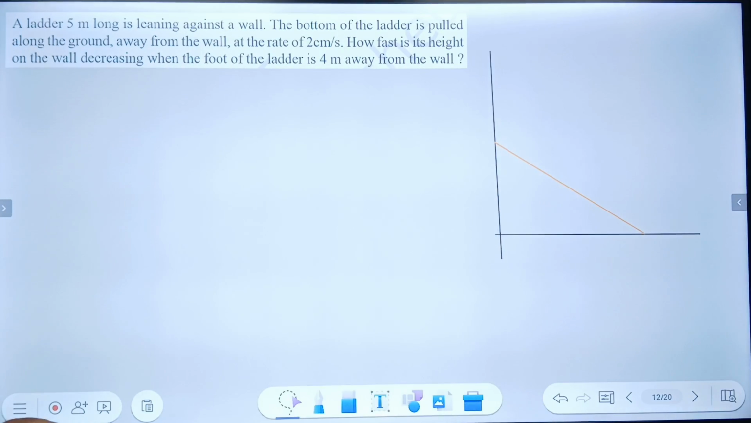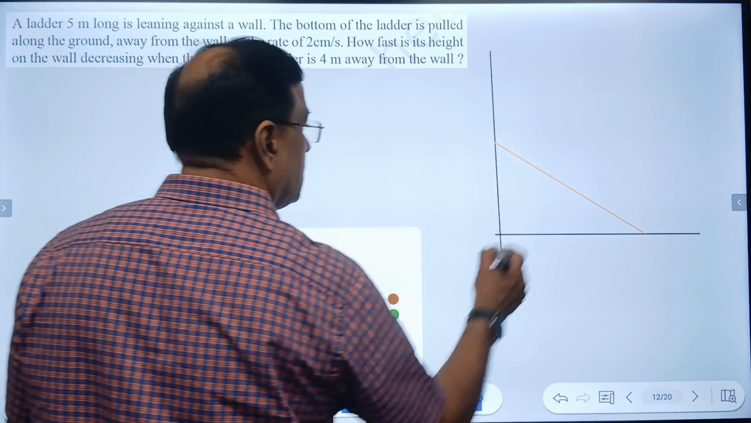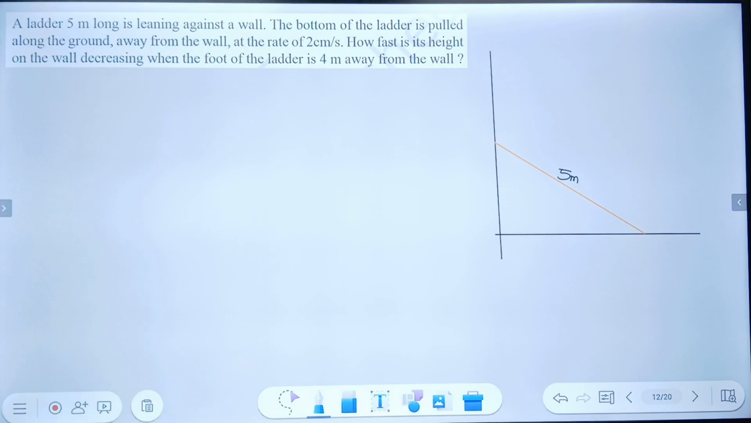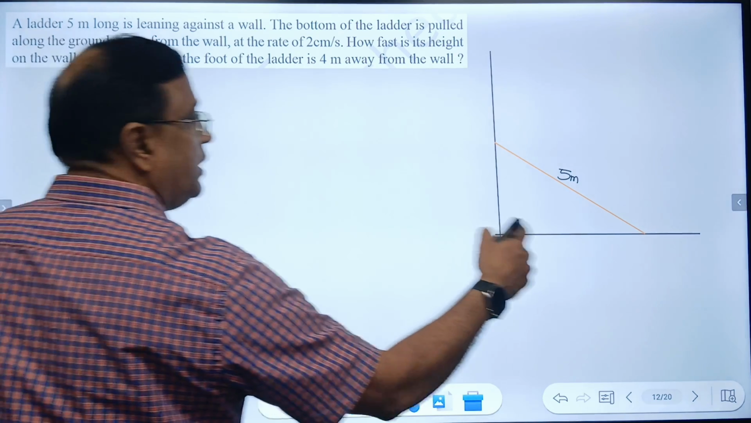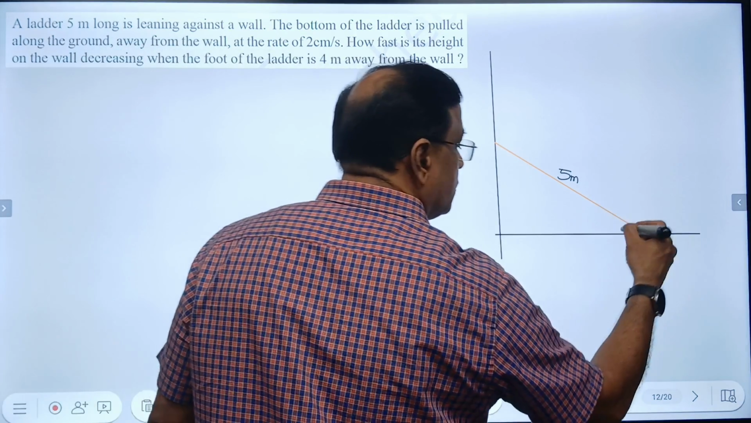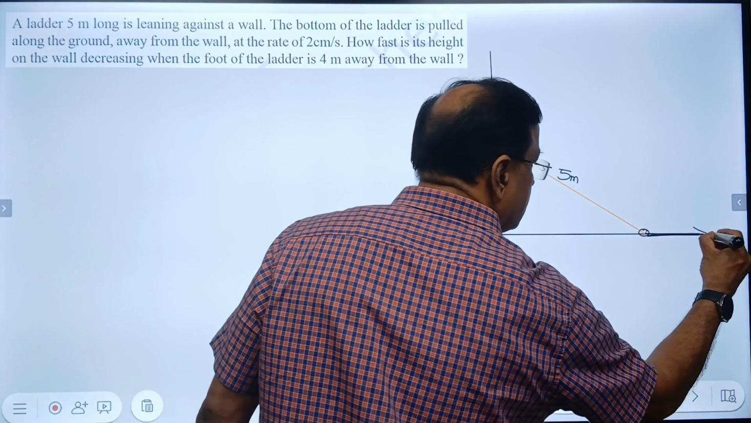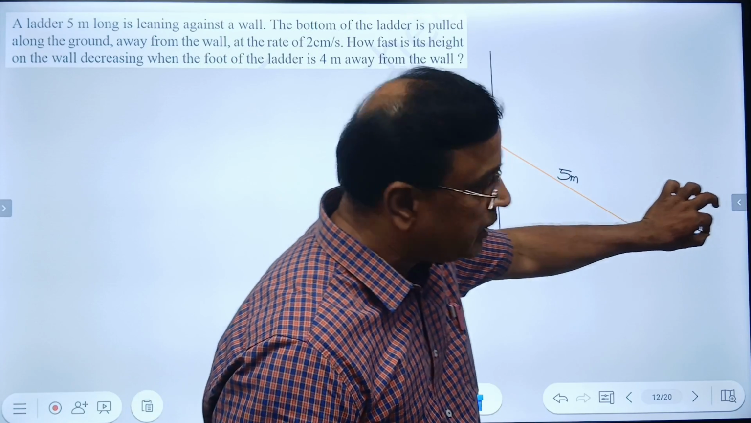Okay. Now, what is the length of the ladder? The ladder is 5 meters long. The bottom of the ladder is pulled along the ground, away from the wall. So that means you are holding it here and you are pulling it away from the wall. You are holding the bottom and pulling it away from the wall.